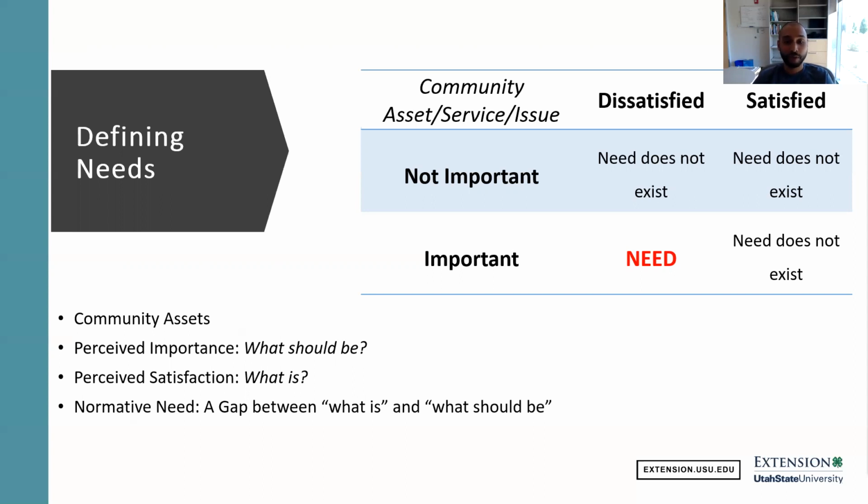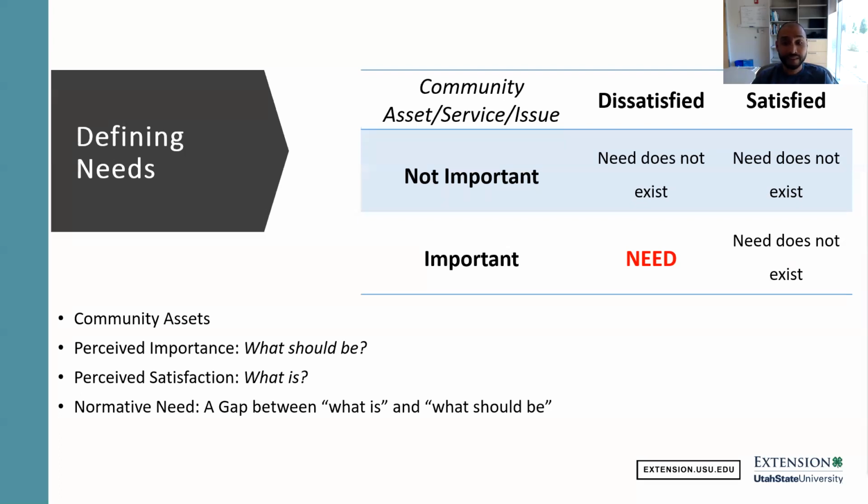So think about this example. If community residents believe that access to emergency healthcare is very important, however, they are not satisfied with the current access to this service, then a need exists. Notice the need was determined based on the perceived importance of an asset and the perceived satisfaction towards the state of that asset.